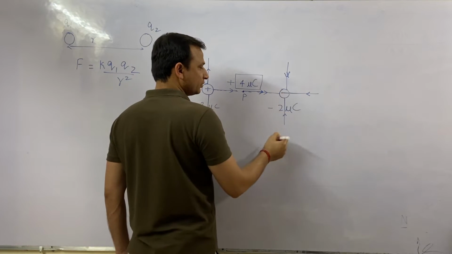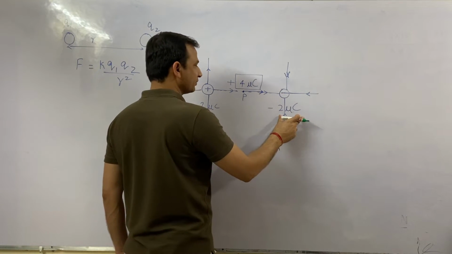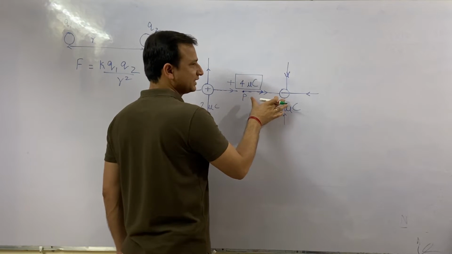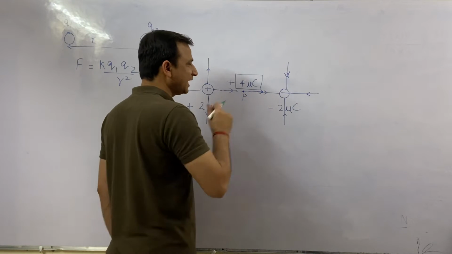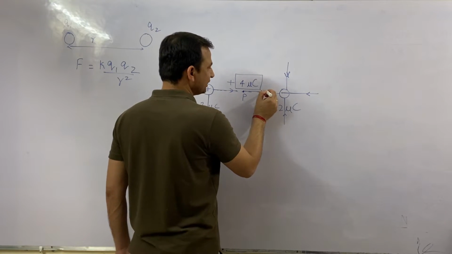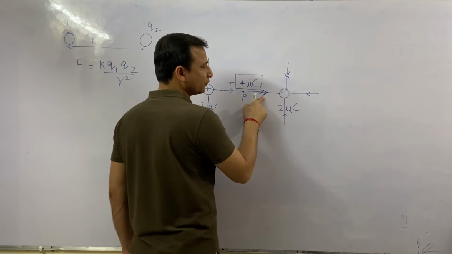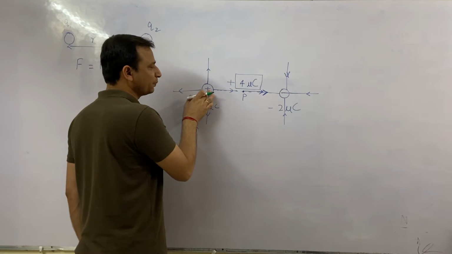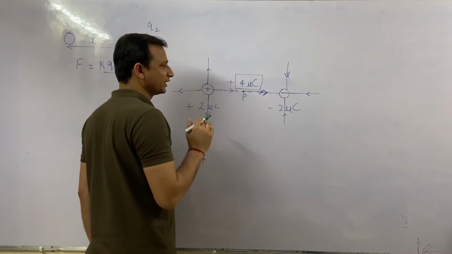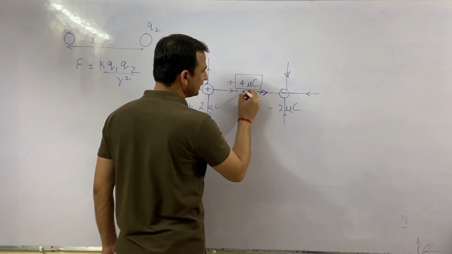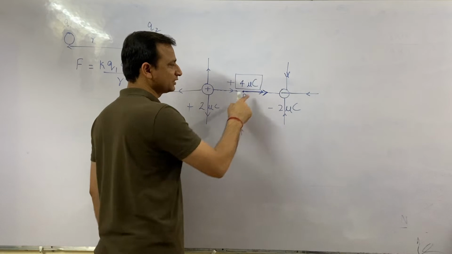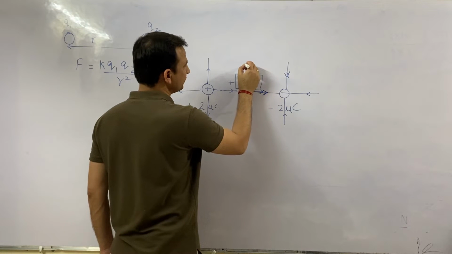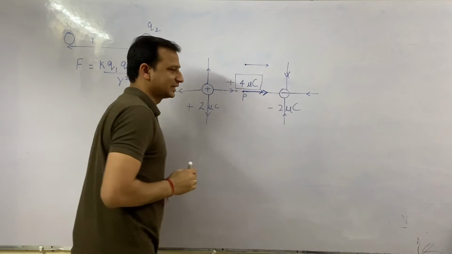Now this minus 2 microcoulomb charge is negative, plus 4 microcoulomb charge is positive. So unlike charges, they attract each other. In that case, the charge will again be experiencing force towards the right side. So the force due to the positive charge and the force due to the negative charge, they both are pointing in the same direction, that is towards the right side. So the direction of force experienced by this 4 microcoulomb charge would be towards the right side.